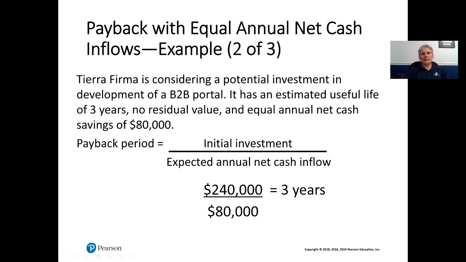Tierra Firma is considering a potential investment in development of a B2B portal. It has an estimated useful life of 3 years, no residual value, and equal annual net cash savings of $80,000. Again, this is relatively easy because it's equal cash flows. So we're going to take the initial investment, $240,000, and then divide that by 80,000, because that's the savings coming in per year for 3 years. And in this example, we're actually getting paid back in 3 years.